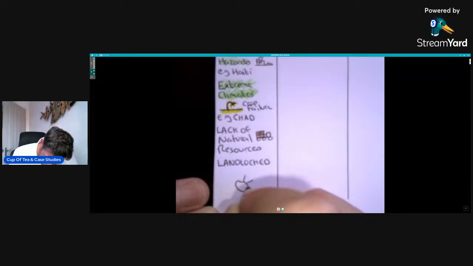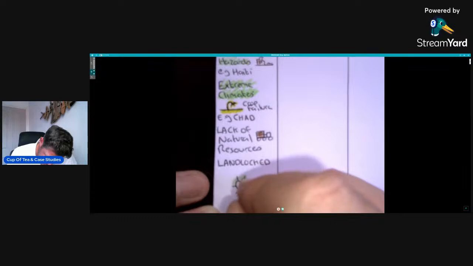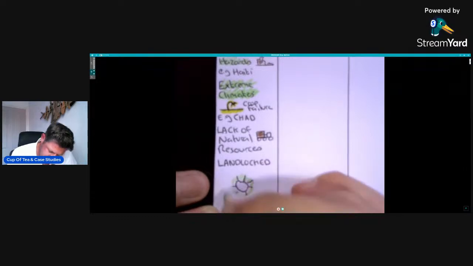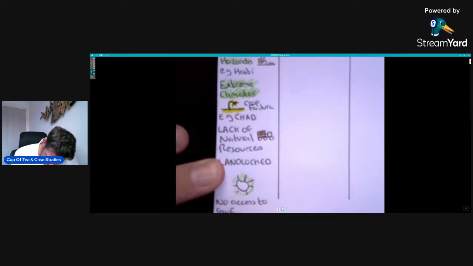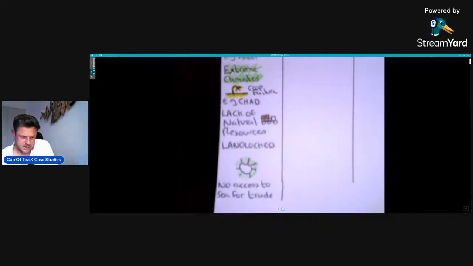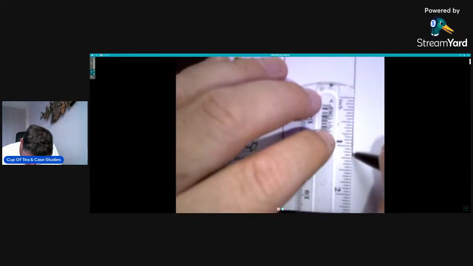So this is where your country is surrounded by other countries, and this is not good. You've got no access to the sea for trade, imports and exports. Okay, let me just extend that a bit further down. Yeah, so my country is landlocked.